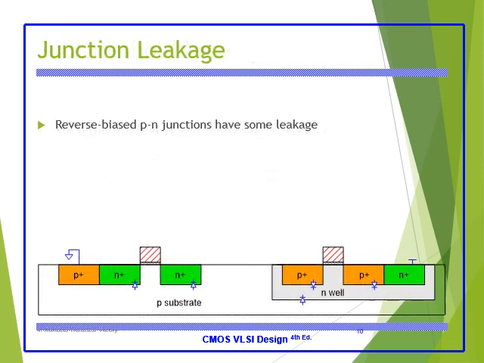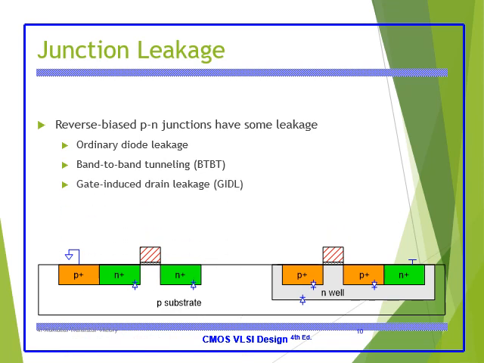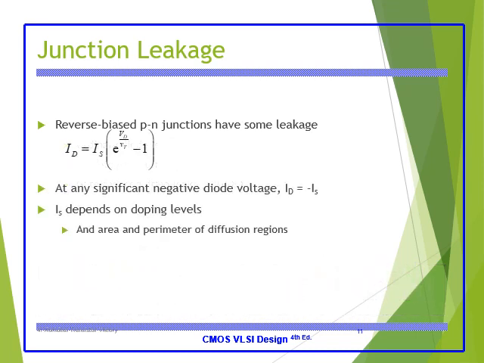Next one, junction leakage. Normally, in the junction leakage there are some leakages: ordinary diode leakage, band-to-band tunneling, and gate-induced drain leakage. Then reverse biased PN junctions have some leakage. ID is equal to IS times (e power VD divided by vT minus 1). At any significant negative diode voltage, ID is equal to minus IS. IS only depends on doping level, the area and perimeter of diffusion regions.